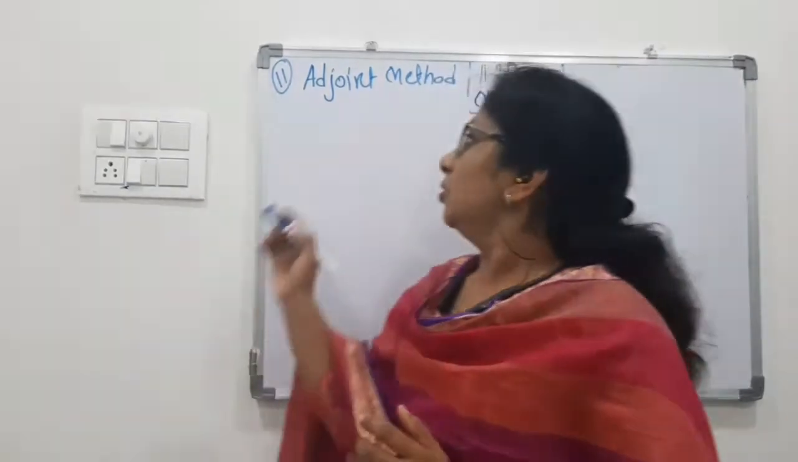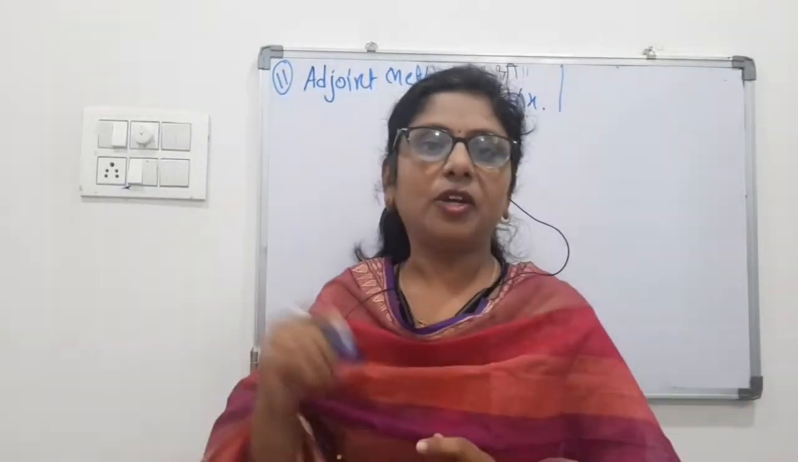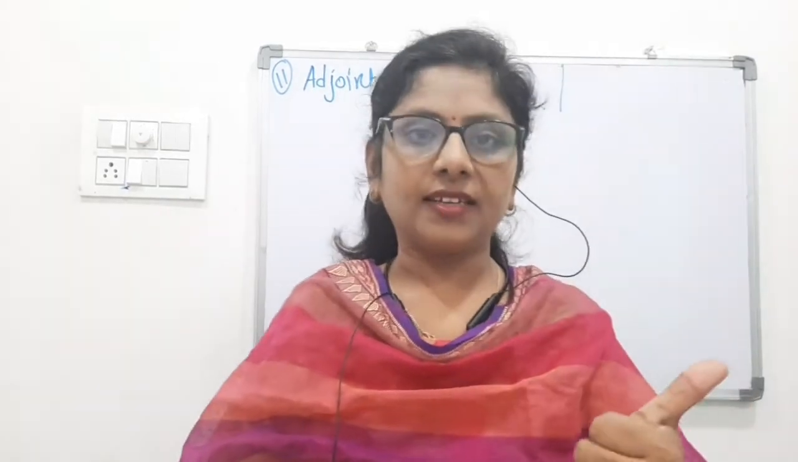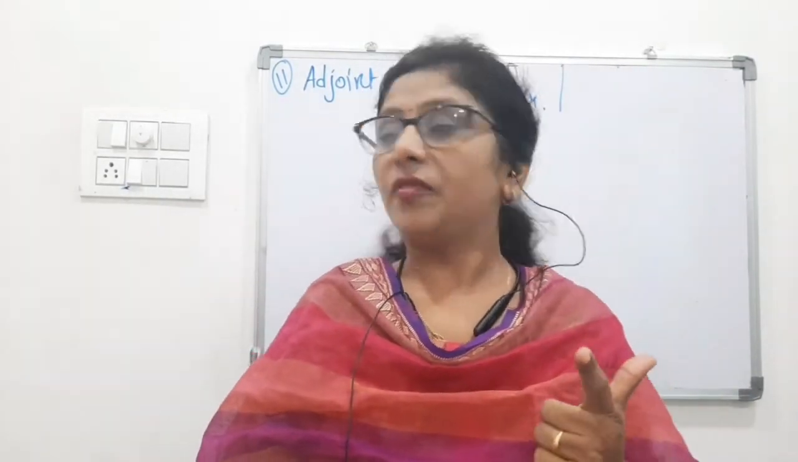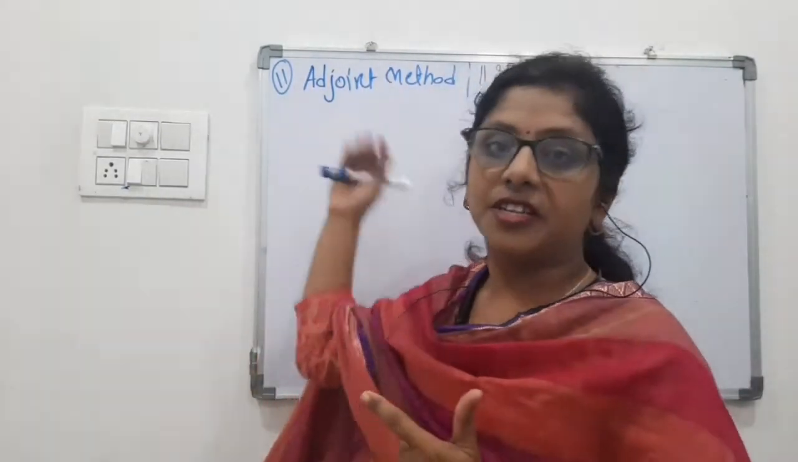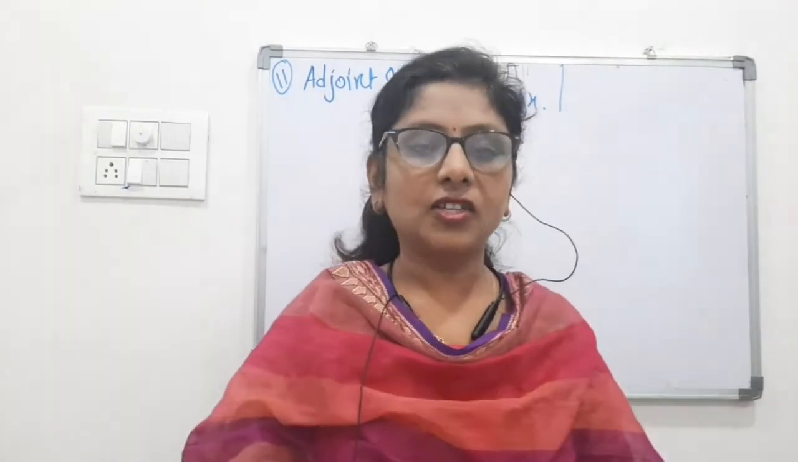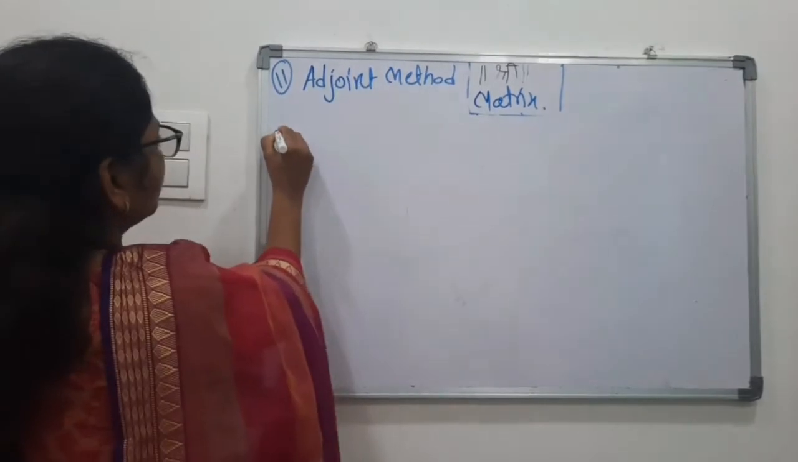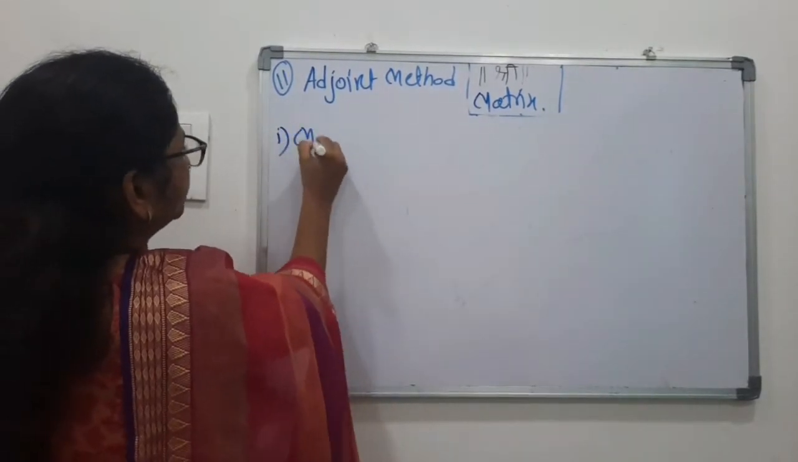Okay, so to find the inverse by the adjoint method we should know three definitions: the minor and cofactor of an element, then the adjoint itself, and then the inverse of a matrix. So first we will see the definition of minor.